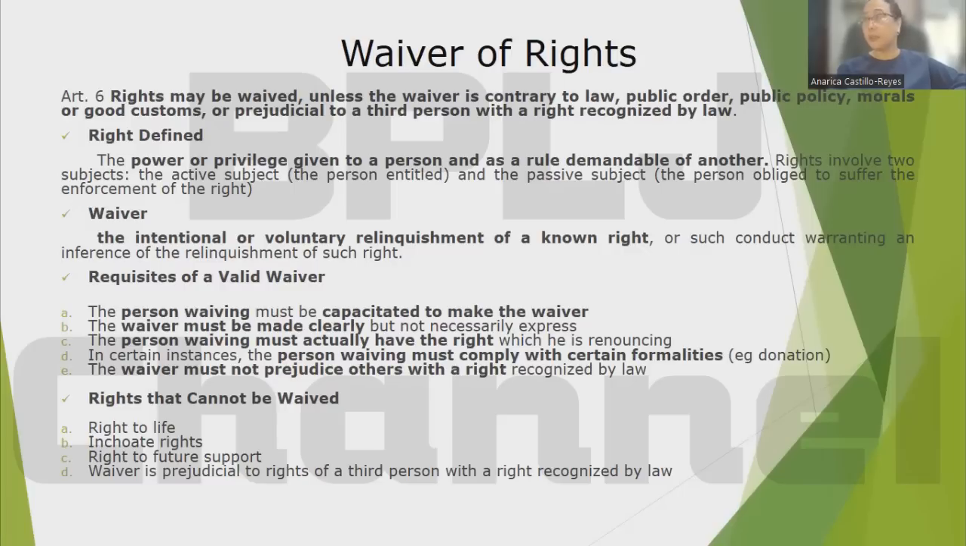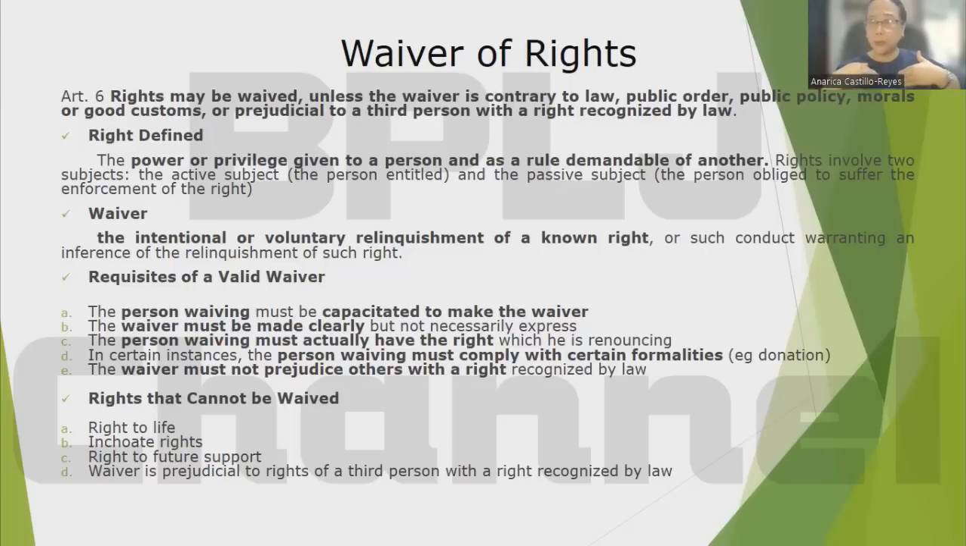And as a rule, demandable of another person. It involves two subjects. The active subject, meaning the person entitled to demand the right, and a passive subject, the person who is obliged to suffer the enforcement of the right. Okay. Rights may be waived according to Article 6. However, there are certain rules for the waiver.